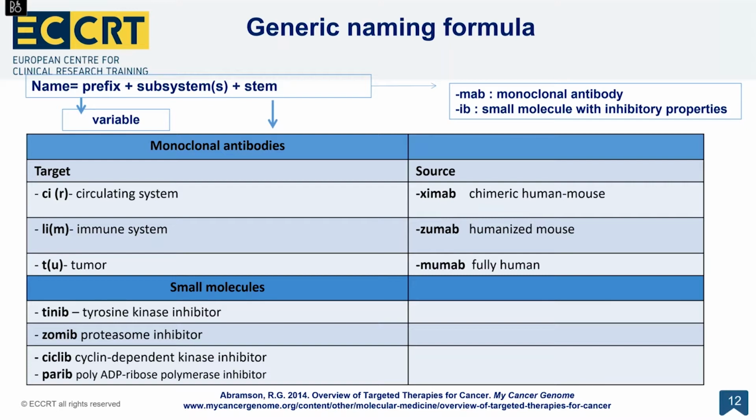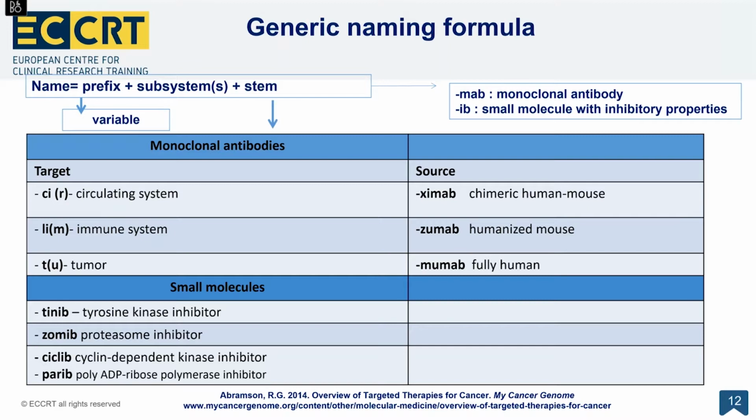Of course, we can take a look at the target itself. Bevacizumab is a drug that is working on the circulating system. Let me give you an example: ipilimumab is a drug that can be used to treat skin cancer, melanoma, and this is a drug that will work on the immune system. Panitumumab, you see the tu, then we are directly working on the tumor.